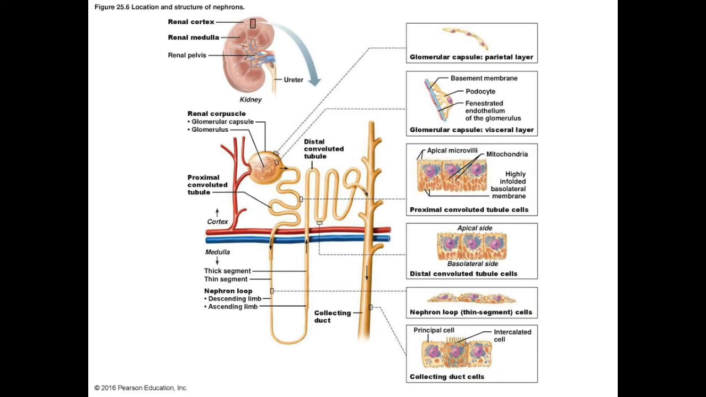The kidney consists of over 1 million individual filtering units called nephrons. Nephrons are the structural and functional units that form urine. Each nephron consists of a filtering body, the renal corpuscle, and a urine collecting and concentrating tubule, the renal tubule. The renal corpuscle is an assemblage of 2 structures, the glomerulus and the glomerular capsule.